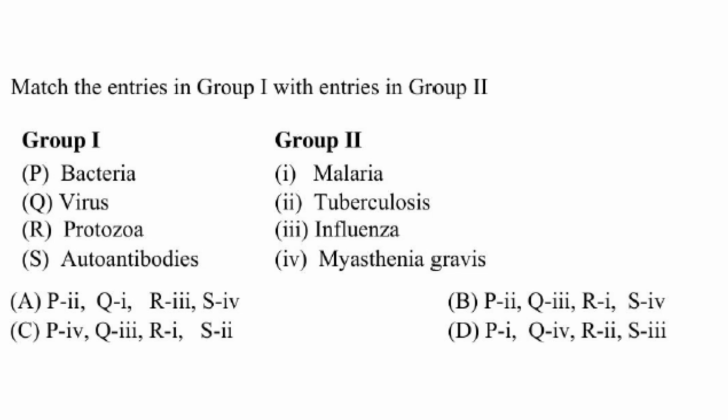Match the entries in group 1 with group 2. So bacterial disease over here is tuberculosis, P2. Viral disease is influenza, Q3. Then protozoa, it causes malaria, R1. And autoantibodies, that is your autoimmune diseases, an example given here is myasthenia gravis. So S4. So the answer here is option B, P2, Q3, R1, S4.